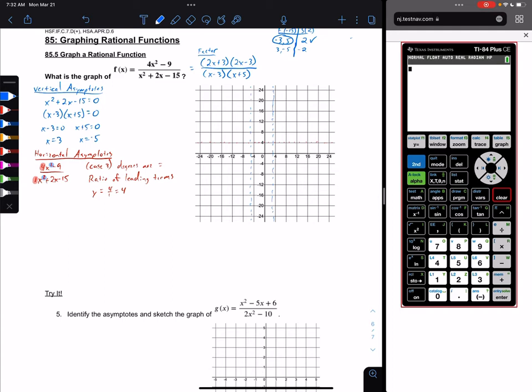We have our vertical asymptotes, we have our horizontal asymptote. So we know what our graph is shaped like. Now we're going to come up with some points so that we can plot the rest of our graph.